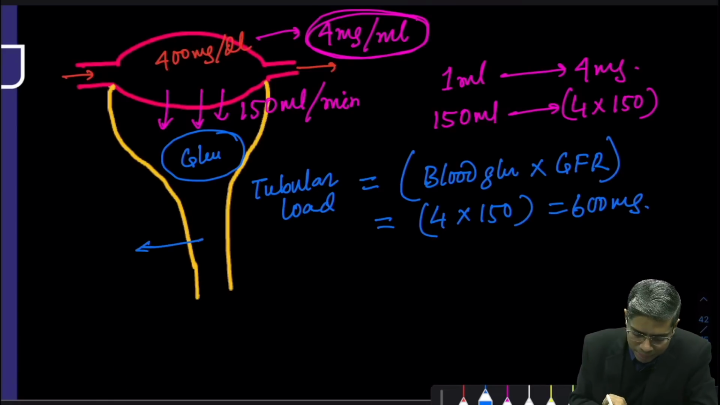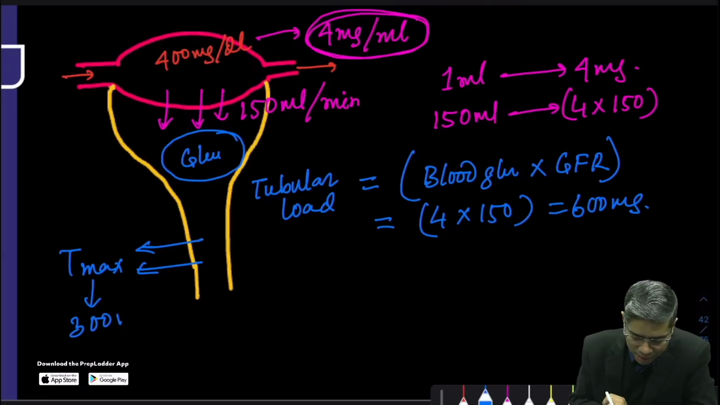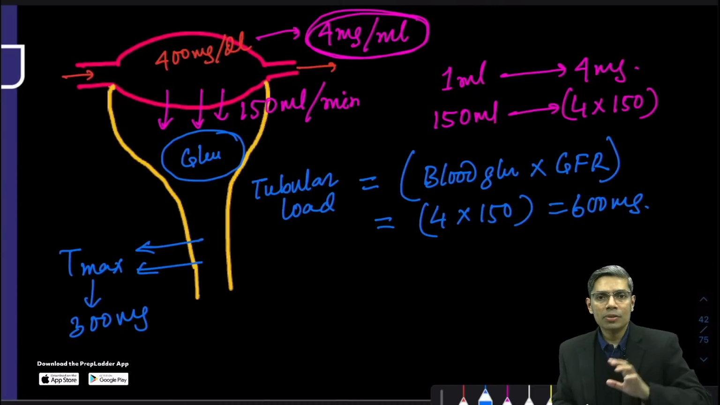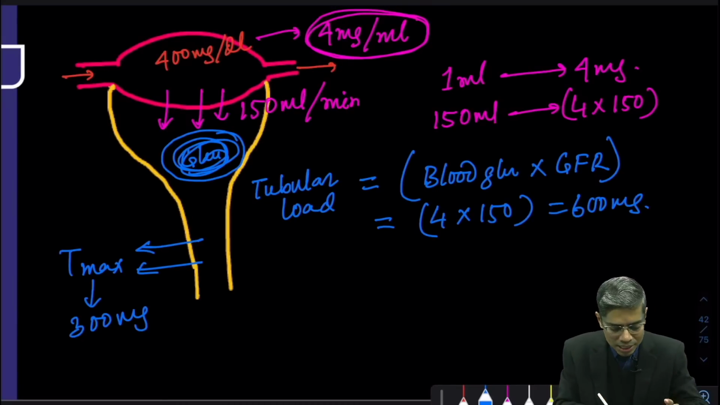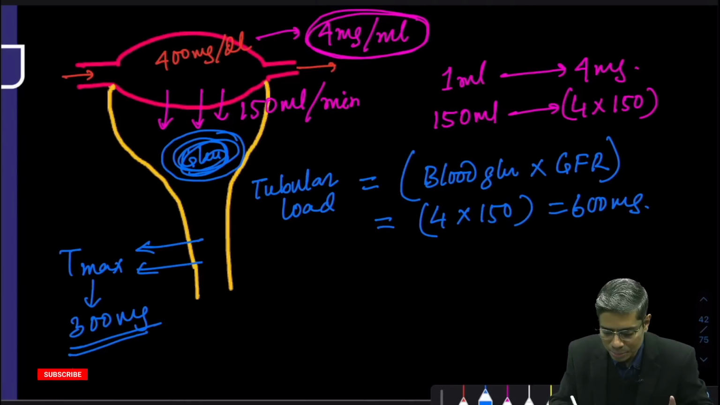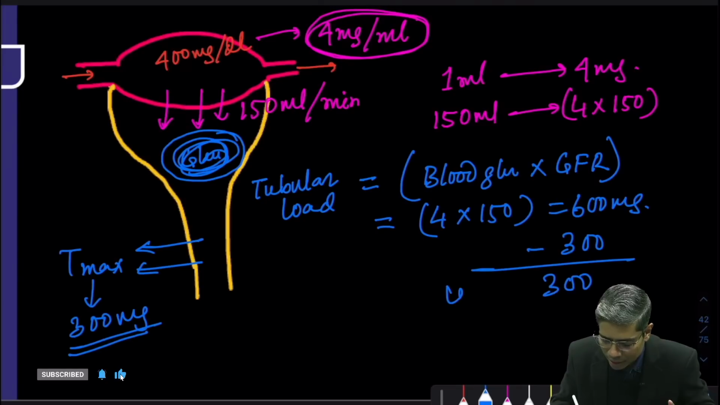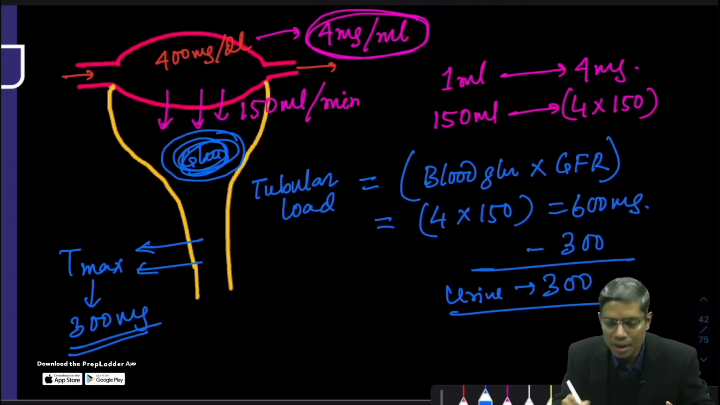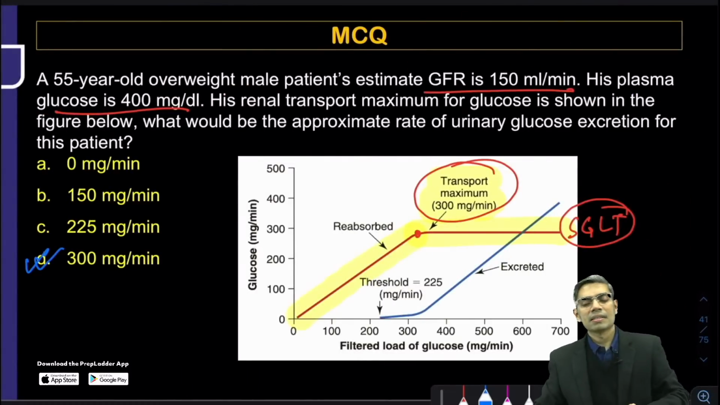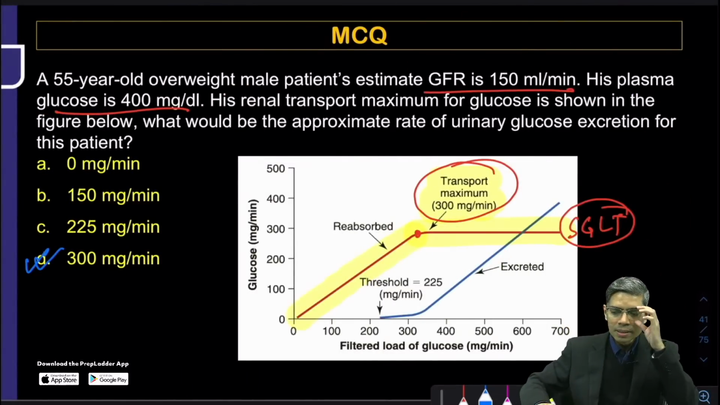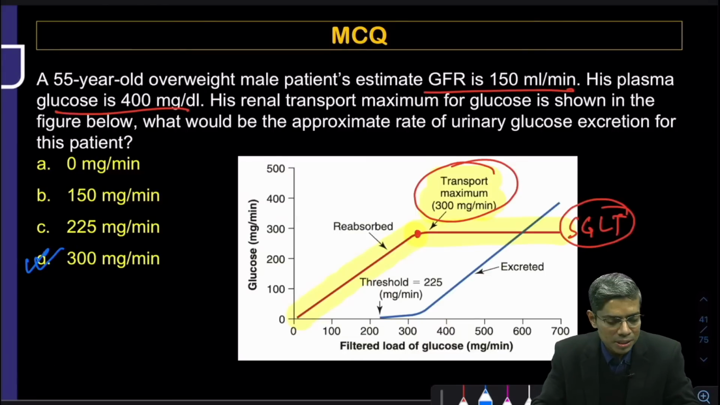Within this 600 milligram, the transport maximum, Tmax, is given. How much? That is 300 milligram per minute. Means within this 600 milligram of glucose which has reached here, you can absorb maximum how much glucose? 300 milligram. So if you absorb 300 milligram of glucose from here, the remaining glucose that will appear in the urine is 300, right? So that's why the answer of this question is D, that is 300 milligram. Okay, is it understood? I hope this is clear. Okay, chalo.